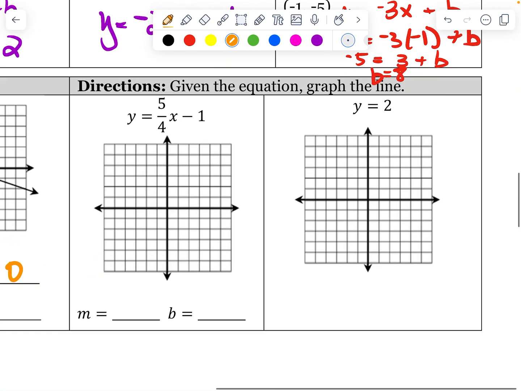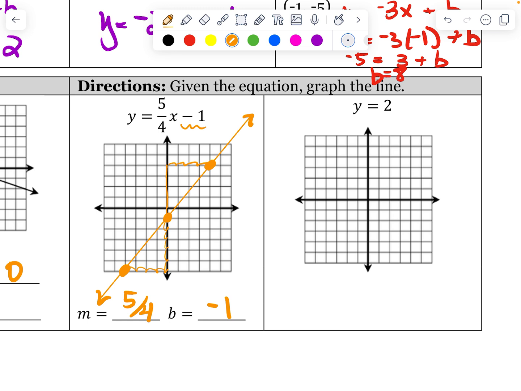Given the equation, graph the line. My y-intercept is -1. My slope is 5/4. So I'm going to start at -1 and go up 5 over 4. Up 1, 2, 3, 4, 5 over 1, 2, 3, 4. And see if it'll fit if I go down 5 and then left 4. 1, 2, 3, 4, 5. 1, 2, 3, 4. Yeah. Just 3 points makes my line a little straighter. You only need 2, but it just makes my line a little prettier.